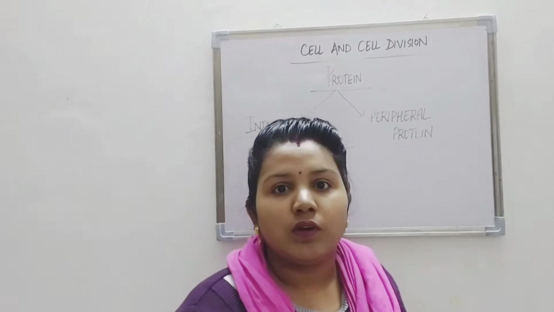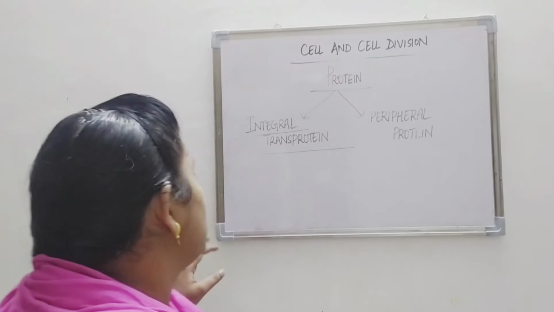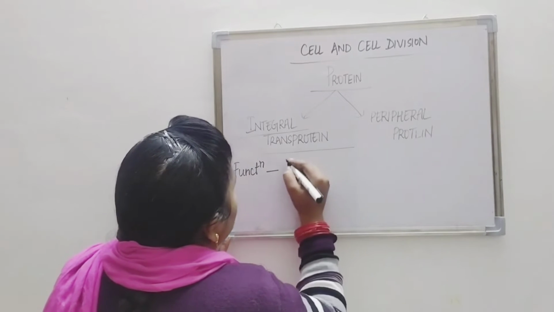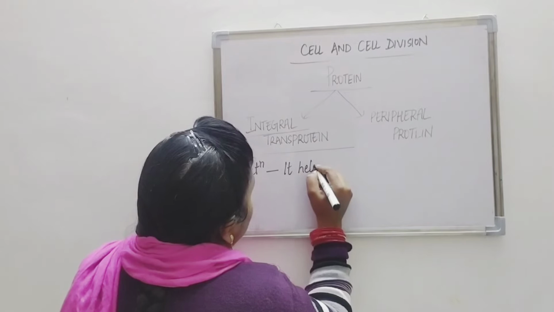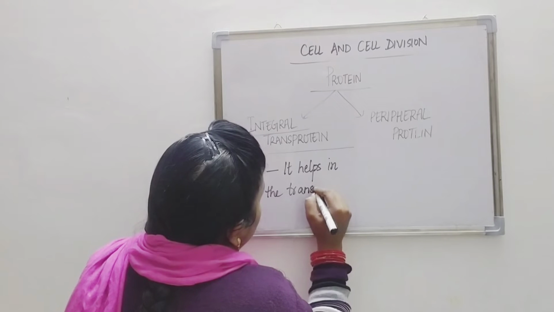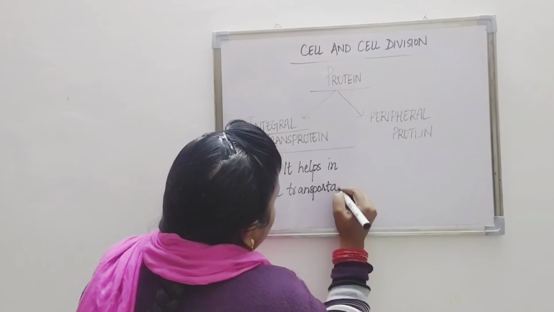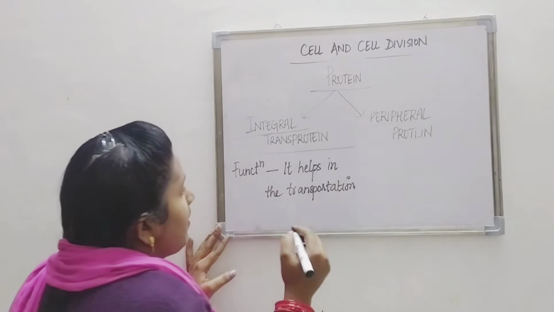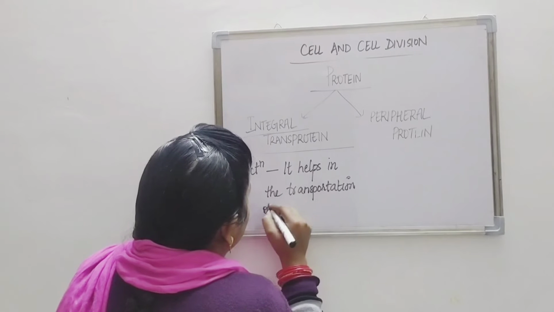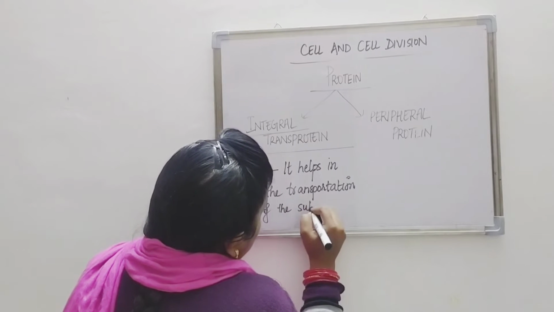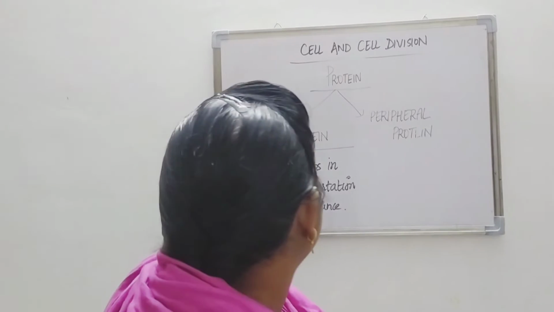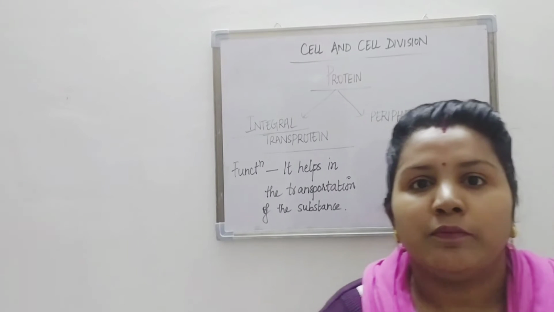It is present inside the whole layer of the phospholipid, and its function is that it helps in the transportation of substances. So whichever substance is present in the cell membrane, integral trans protein helps in the transportation of this substance.